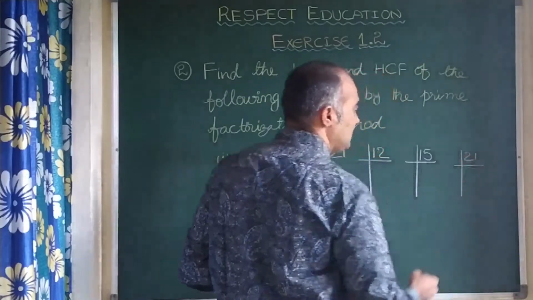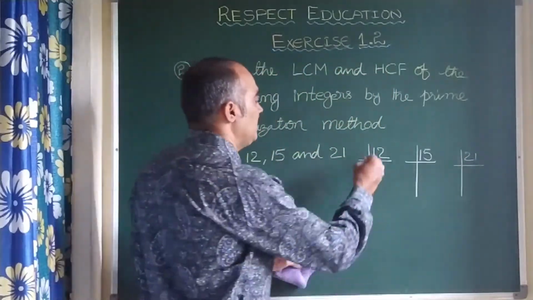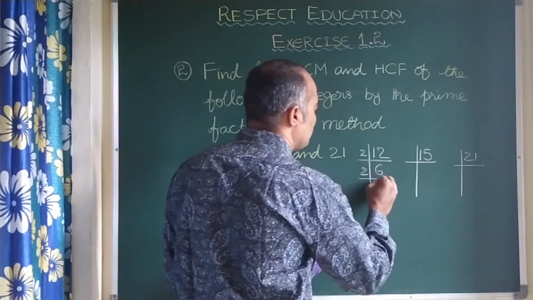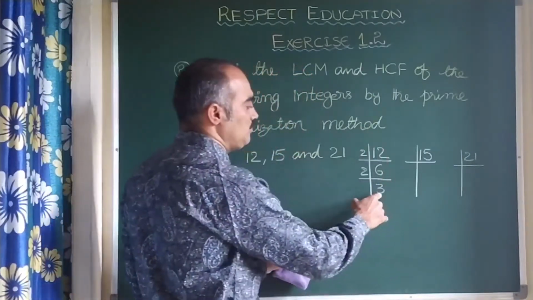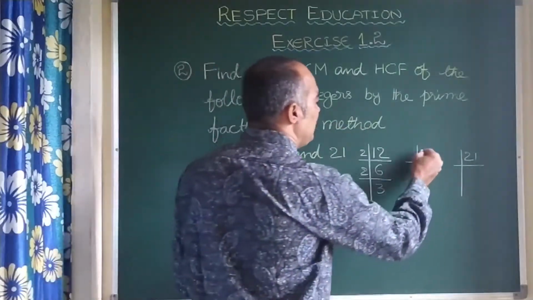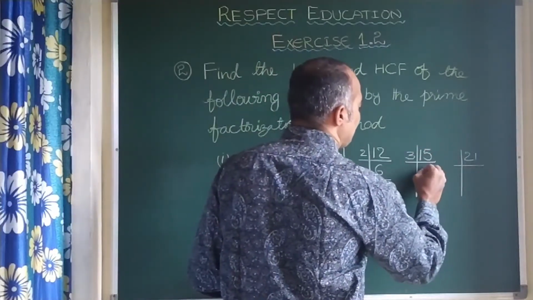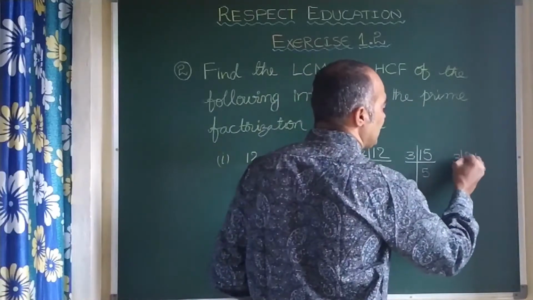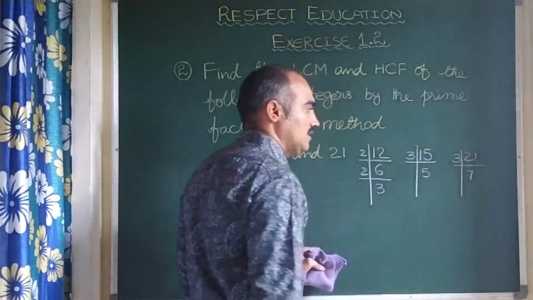So let us write their prime factors. Try this one with 2, it is 2 6 are 12, again with 2, 2 3 are 6, that's all. Since 3 is a prime number, we have stopped it. This can be tried with 3, it is 3 5 are 15, that's all. This can be tried with 3, so 3 7 are 21, that's all.